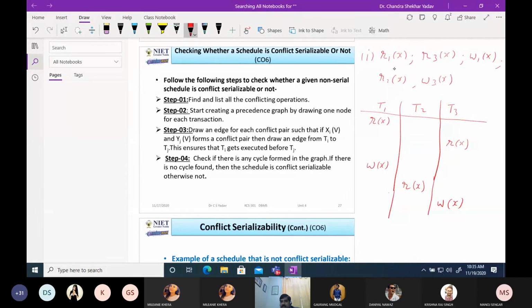So in papers, schedules are sometimes given in this format. You can easily convert this format into tabular form or tabular form into this format. Without converting this format into tabular form, you can directly draw the precedence graph. Now, please draw the precedence graph. Suppose this schedule is S2 and this is a non-serial schedule. Why? Because interleaving of execution is allowed in this schedule. Then let me know whether S2 is conflict serializable or not. Please solve this question.